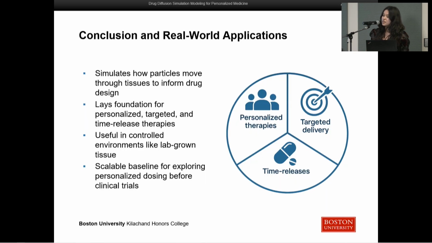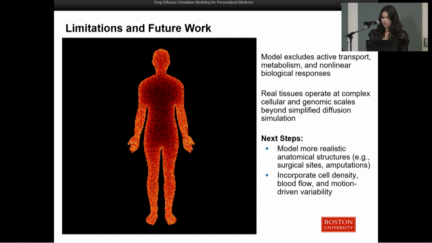Now, this simulation helps us understand how the drugs move through the body, not just in theory, but across space and time. So modeling diffusion over time through the tissue, we can begin tailoring drug delivery to individual patients, adjusting dose, timing, and target location, which is especially useful in lab-grown tissue or simple organ systems where passive diffusion is the main driver. So it's great for controlled environments. So while this is just a starting point, it lays the foundation for more complex clinical models and smarter, more personalized treatment strategies.